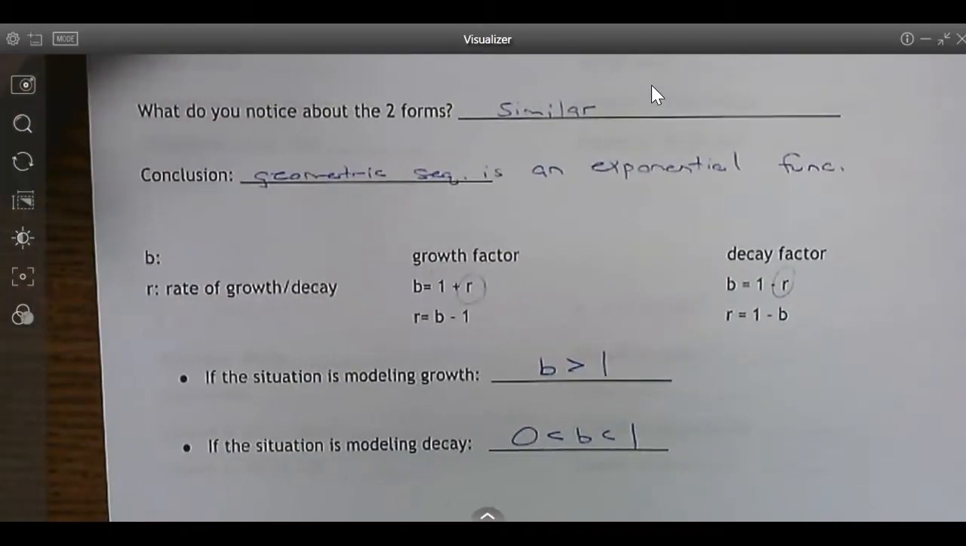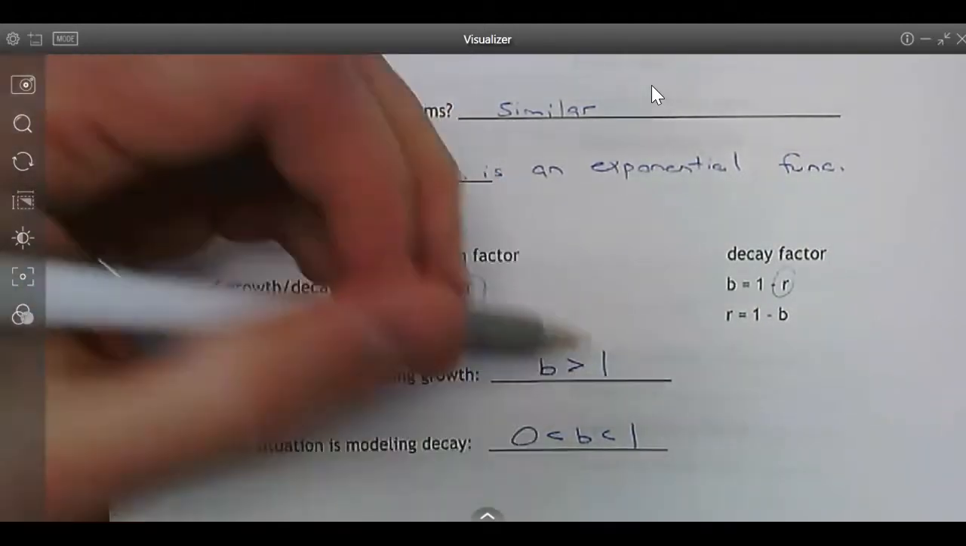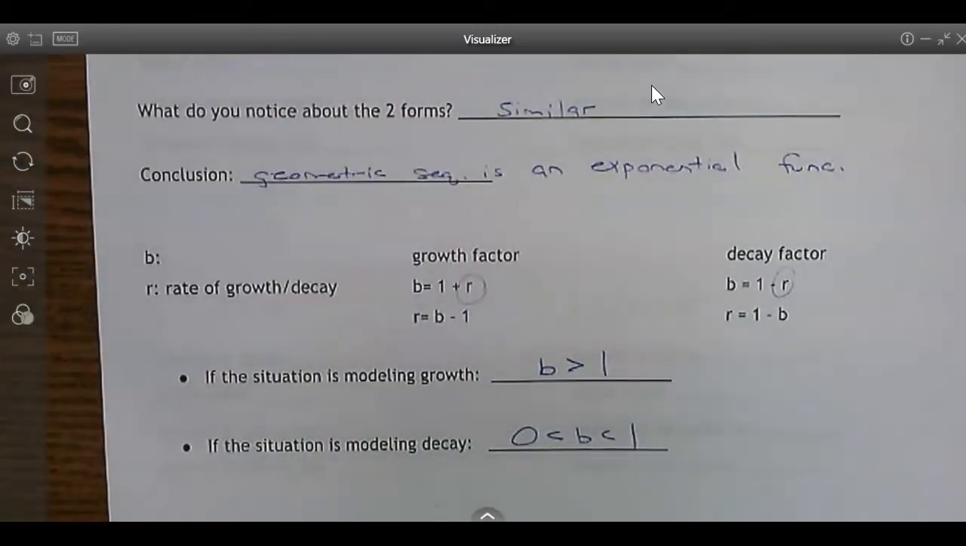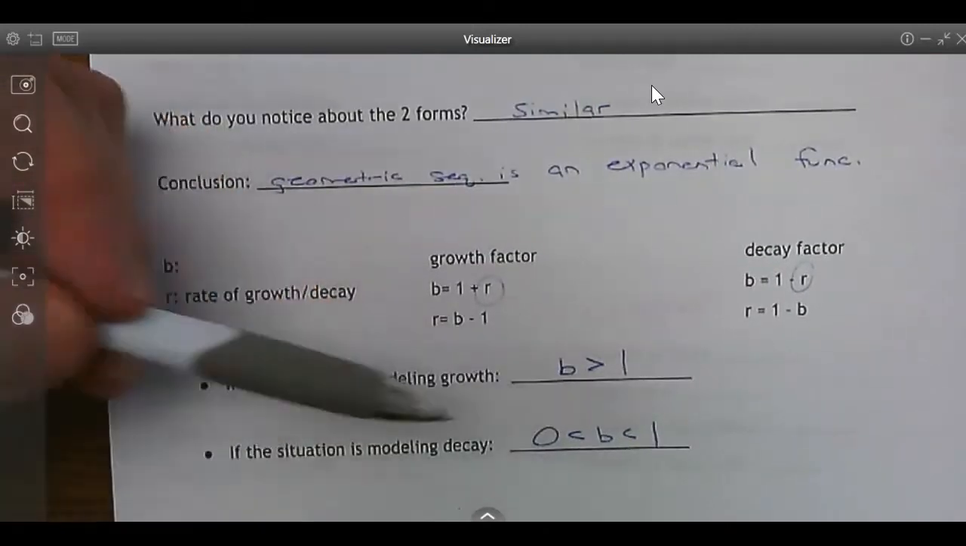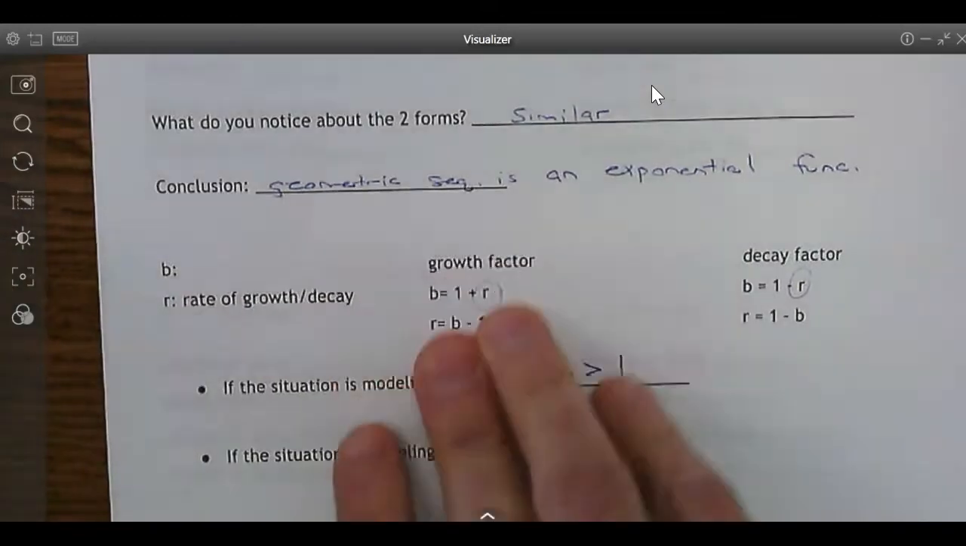Let me move that up for you. So growth is going to show a base or rate that's greater than 1, and decay is going to show a base or a rate that's between 0 and 1. If you have a negative number, that means something completely different, and a base of 1 wouldn't be growth or decay because when you multiply by 1, it doesn't change your value. Okay, so let's take a look at the next page.